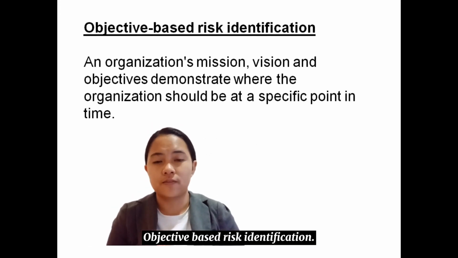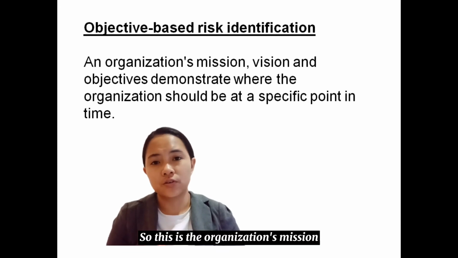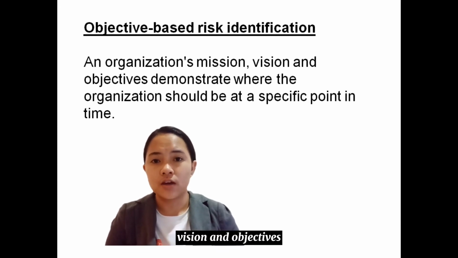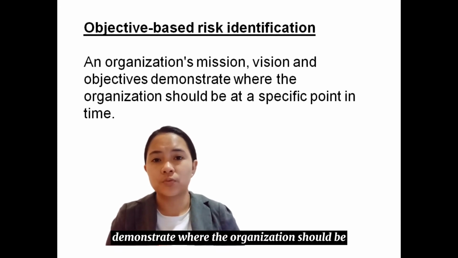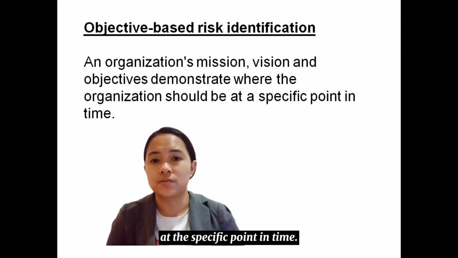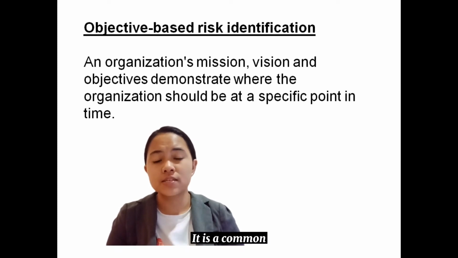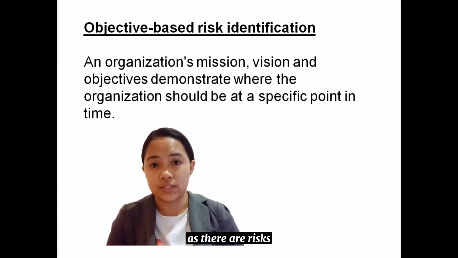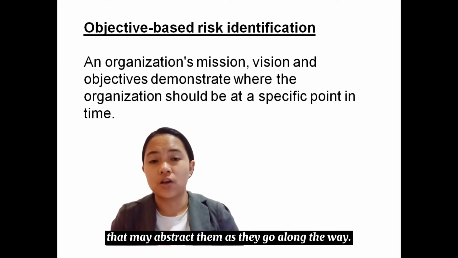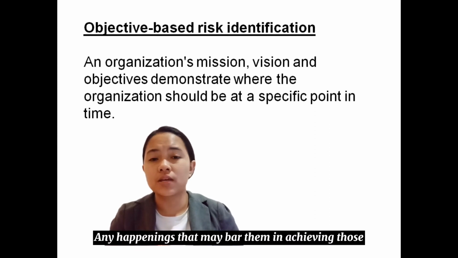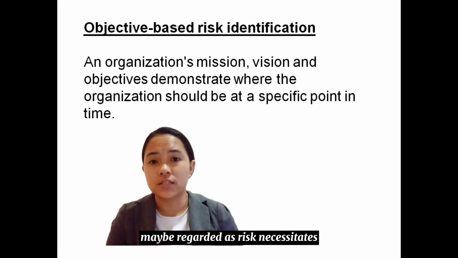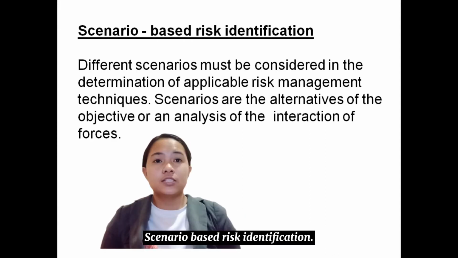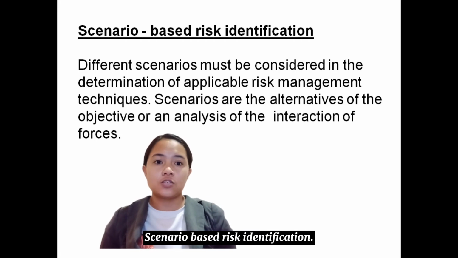Objective-based risk identification. The organization's mission, vision, and objectives demonstrate where the organization should be at a specific point in time. It is a common understanding that it is not easy to know this, as there are risks that may obstruct them as they go along the way. Any happenings that may bar them in achieving those may be regarded as risk that necessitates action on the part of management. Scenario-based risk identification.